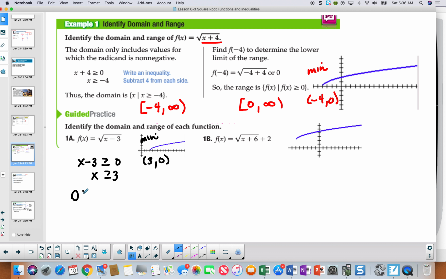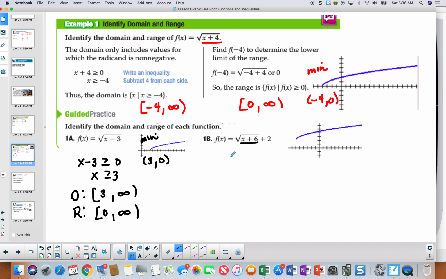Now we can go ahead and identify the domain. Our smallest x will be 3, and then it'll go to infinity. For our range, our smallest y value will be 0, and then it'll go to infinity. Let's take a look at this next one.